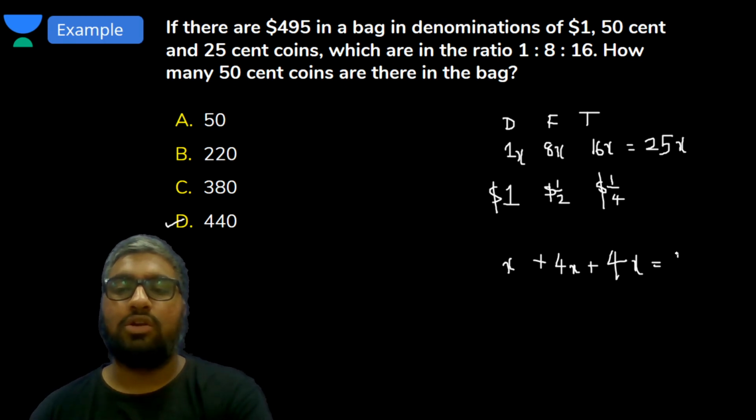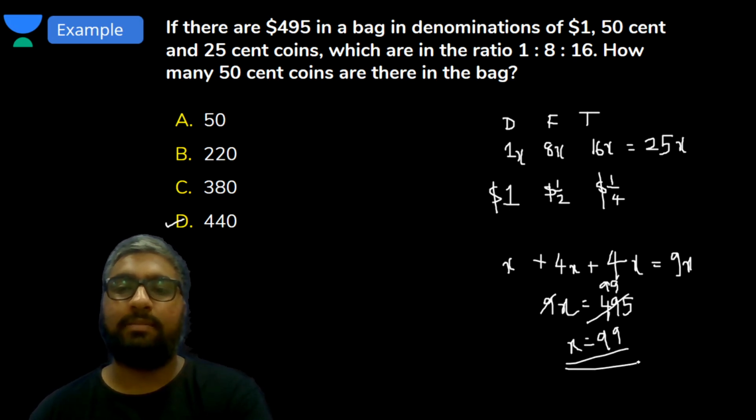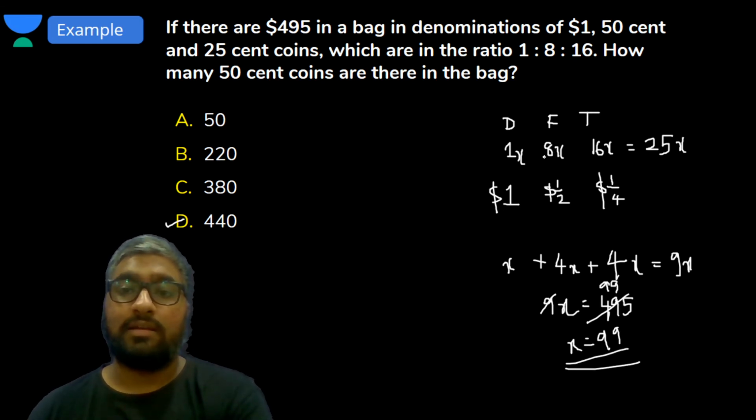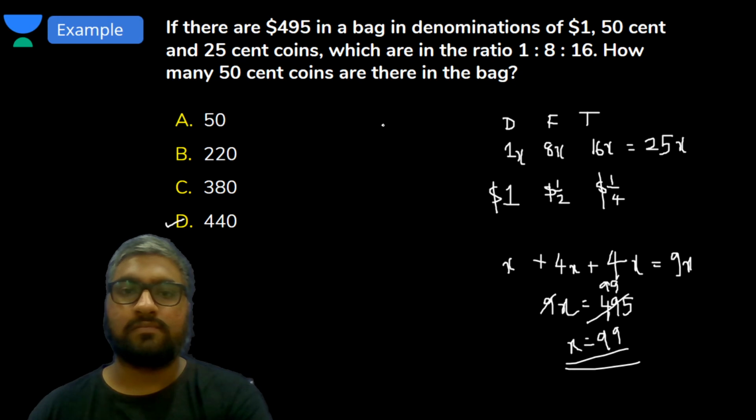Yes. So what do you have? Total money is 9x. If 9x is equal to 495, which is how much? 495 divided by 9 is 55. So x is 55, which basically means how much should I have? 8x, right? They're asking how many 50-cent coins there are. So 50-cent coins would be how many?